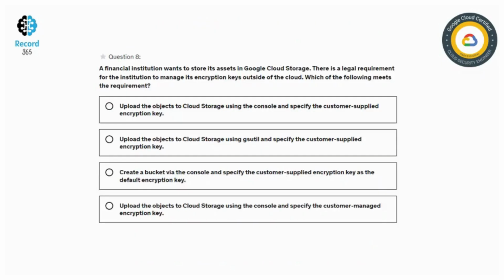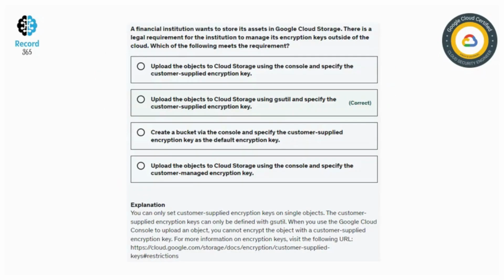Next question: a financial institution wants to store its assets in Google Cloud Storage. There is a legal requirement for the institution to manage its encryption keys outside of the cloud. Which of the following meets the requirement? And the right answer is option B. Upload the objects to Cloud Storage using gsutil and specify the customer-supplied encryption key.